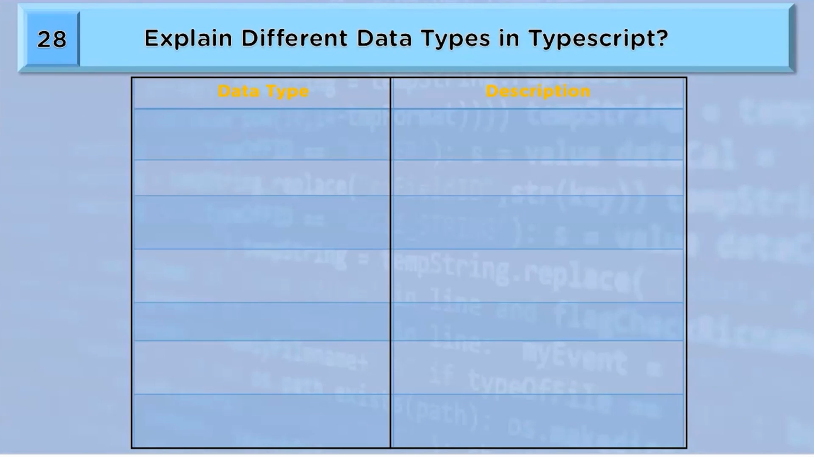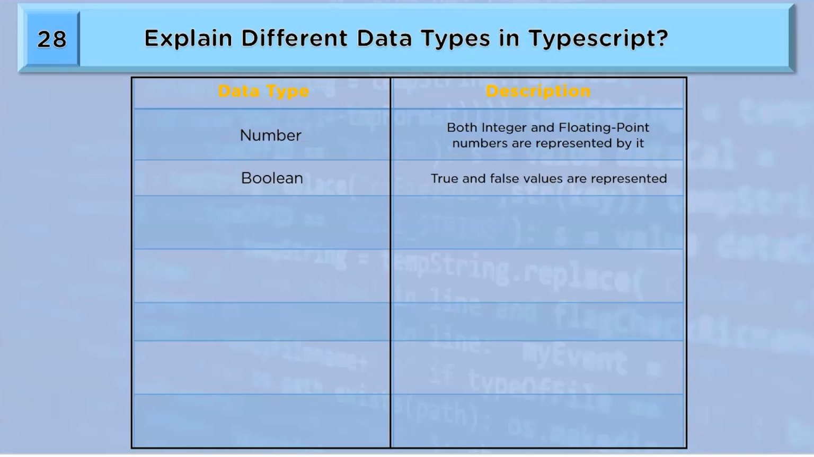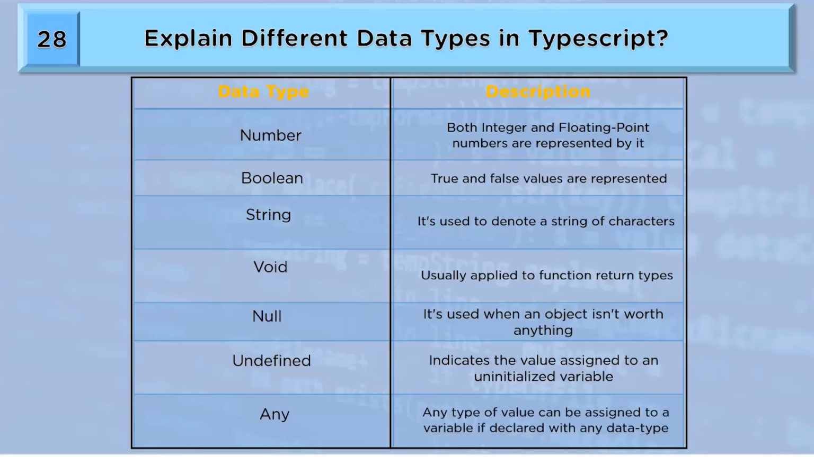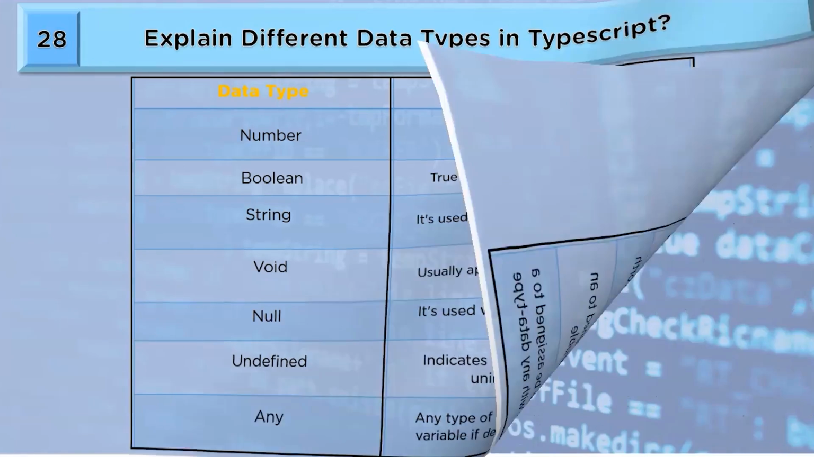explain different data types in TypeScript. Number: both integer and floating point numbers are represented by the data type number. Boolean has true and false values. String is used to denote a string of characters. Void is usually applied to function return types. Null is used when an object isn't worth anything. Undefined indicates the value assigned to an uninitialized variable. Any: any type of value can be assigned to a variable if declared with the any data type.